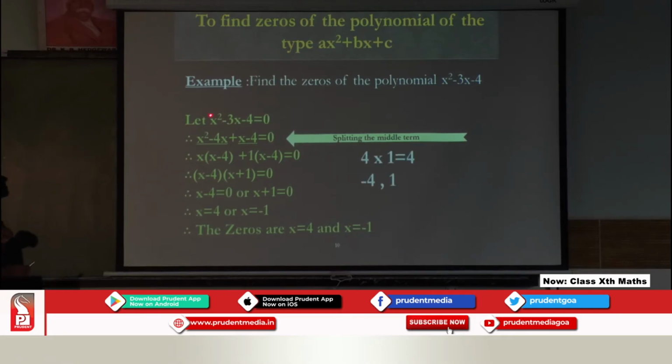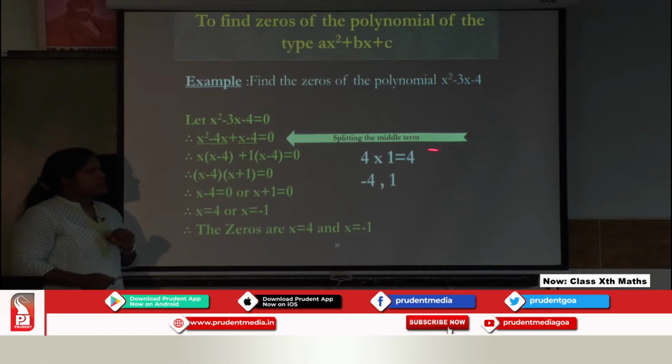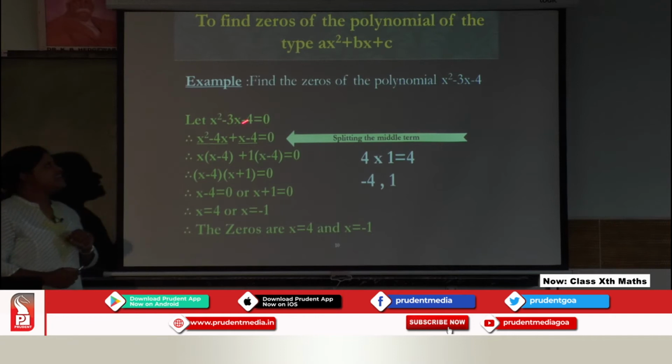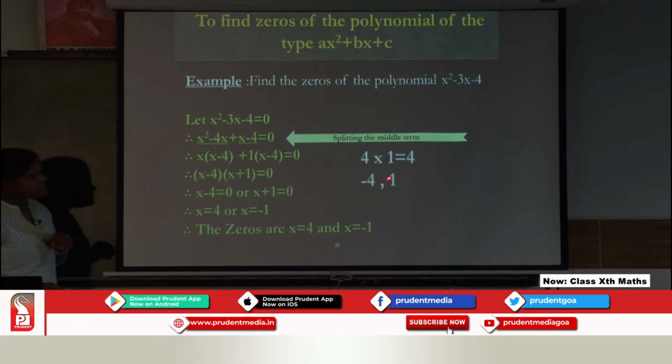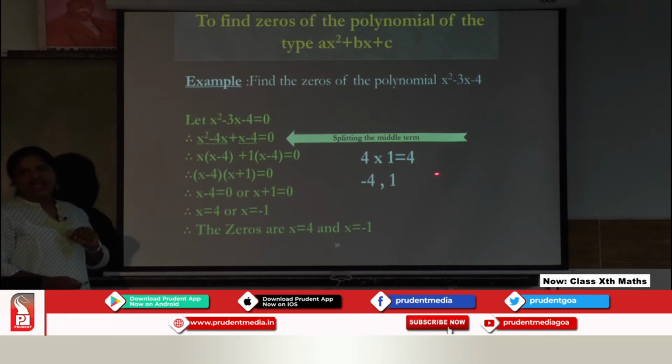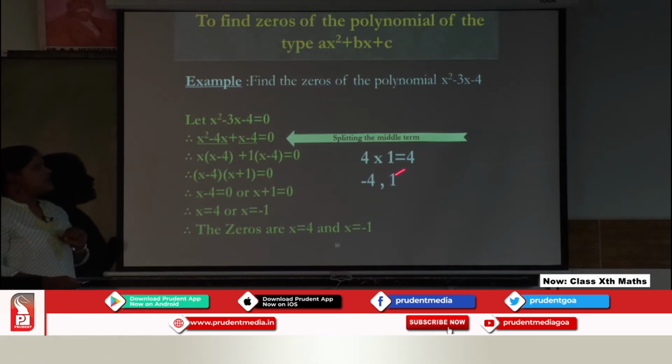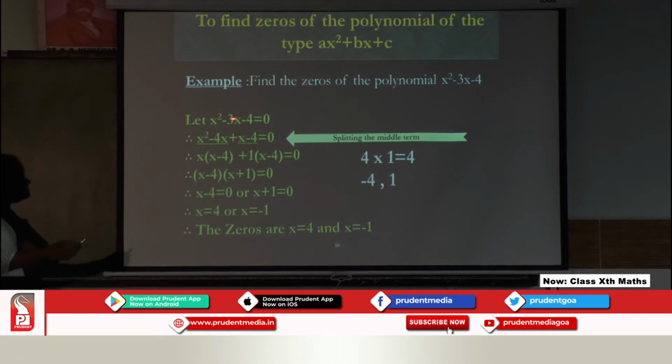So how do we find factors? We have this coefficient as 1, this coefficient as 4. So 1 into 4 is 4, and now which factors of 4 will satisfy minus 3? And it is minus 4 and 1, because minus 4 plus 1 will give us minus 3. So in place of minus 3, what do I write is minus 4 plus 1.